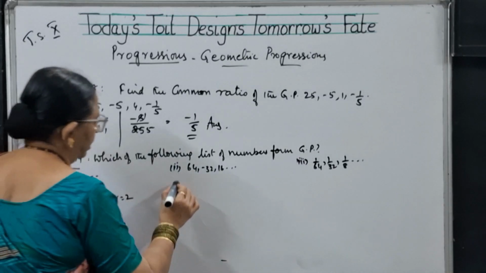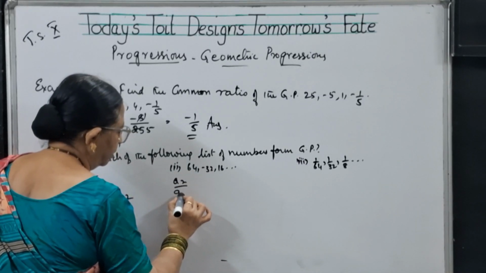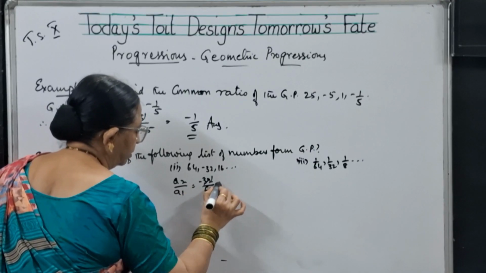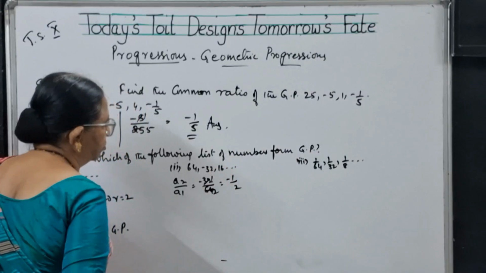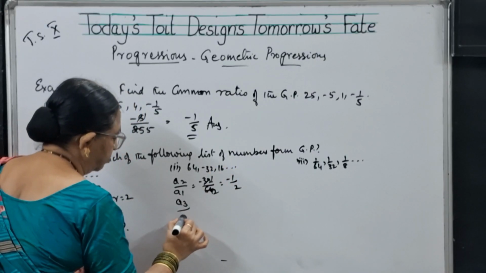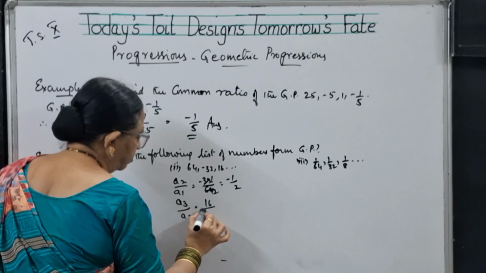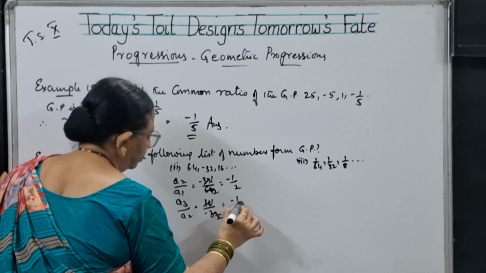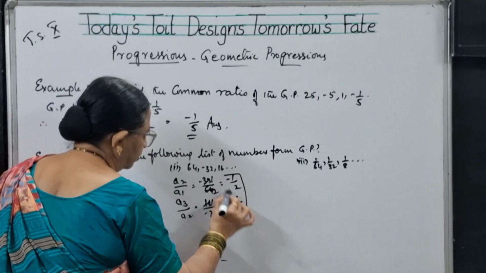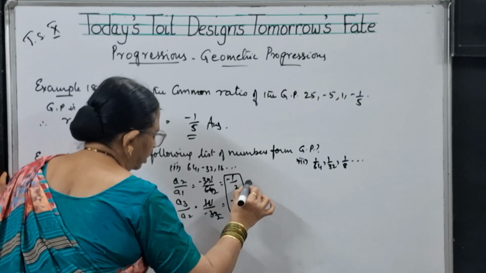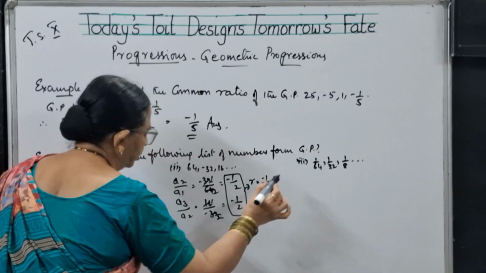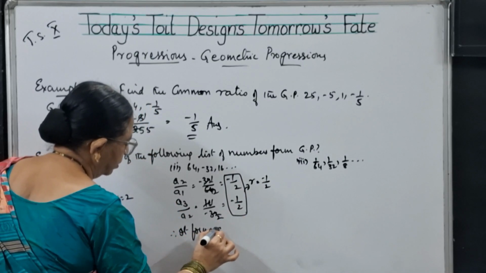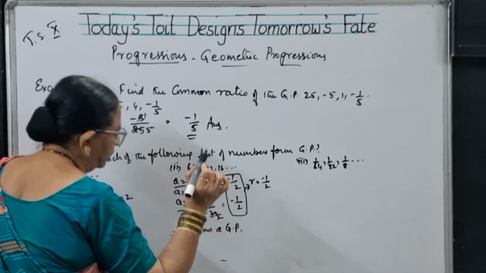Now the second one, again A2 by A1 is minus 32 by 64. 32 ones are 32, 32 twos are 64, so minus 1 by 2. And A3 by A2 is 16 by minus 32. 16 twos are 32, so minus 1 by 2. So in this case also we have got the common ratio as minus 1 by 2. Therefore it forms a GP. It is also in GP.